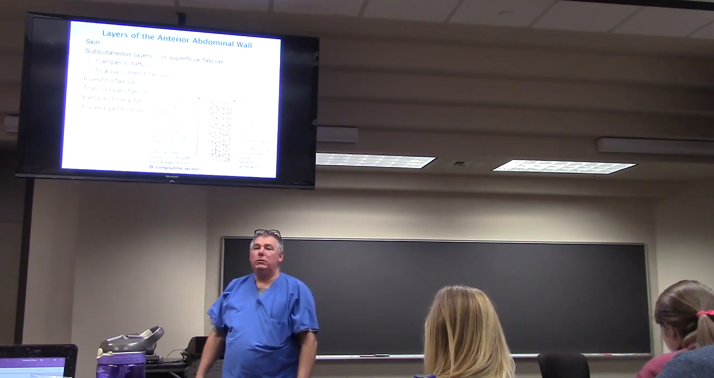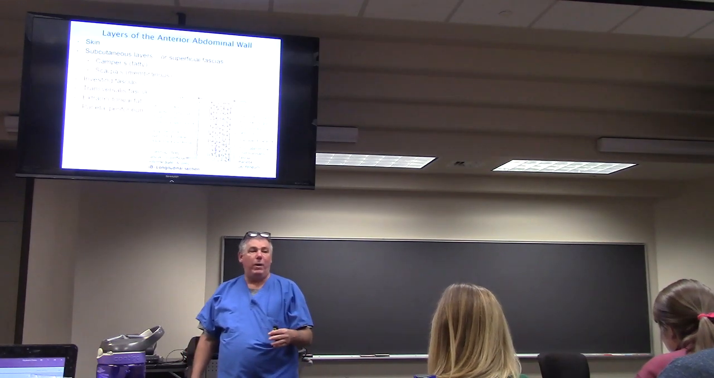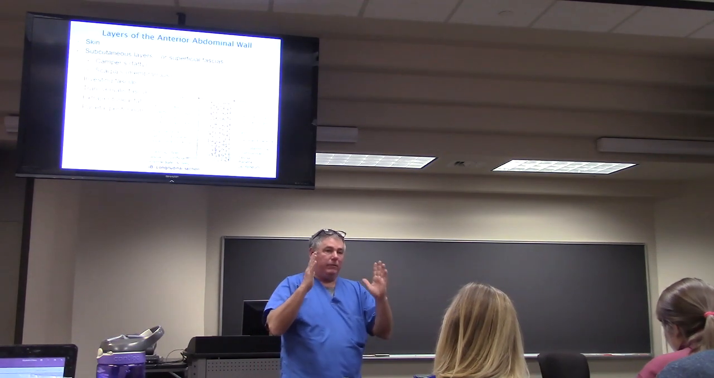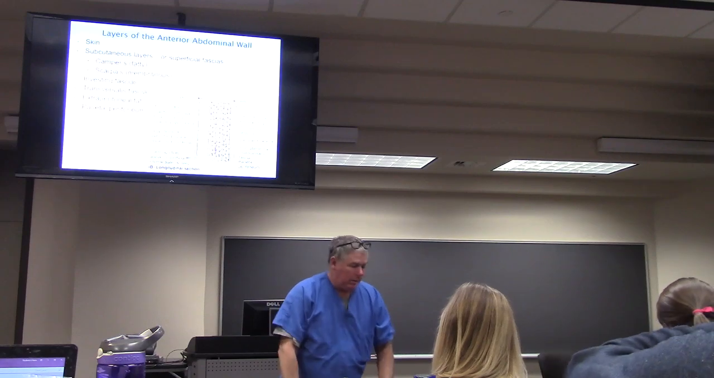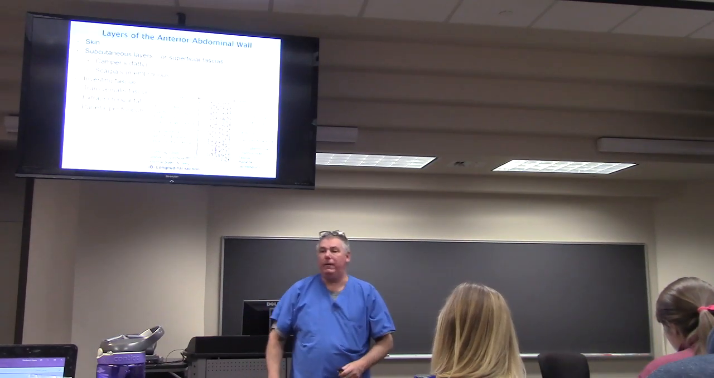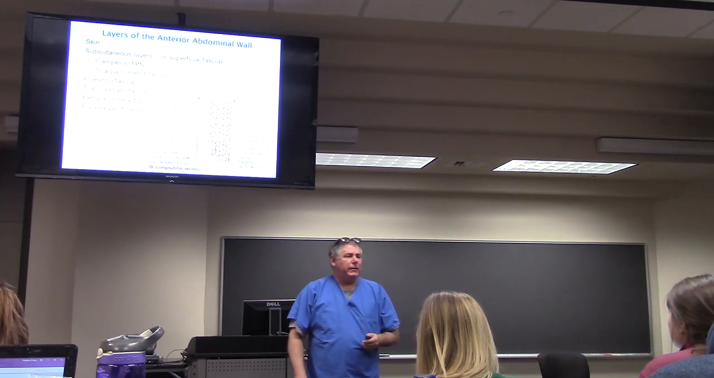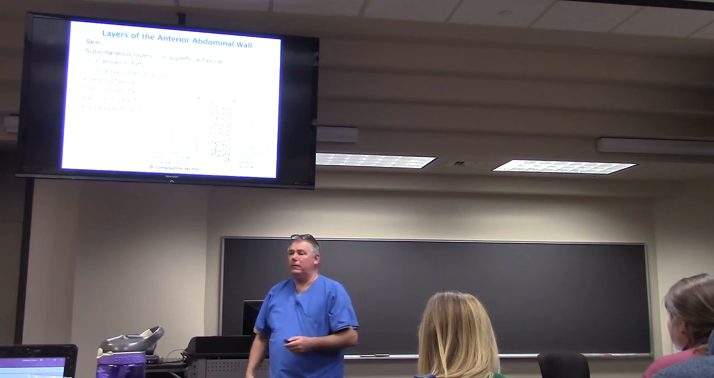Okay, so Camper's fascia, being fat, if you get a person who weighs 300-400 pounds, that fatty layer can be a foot thick or more. It can be quite impressively thick. On our cadavers downstairs, they're all pretty thin, so it's not going to be that thick.